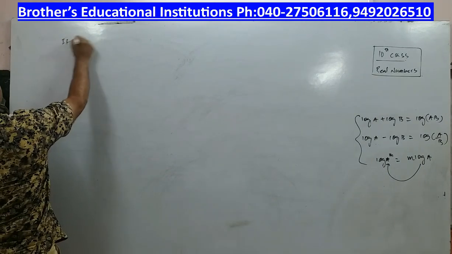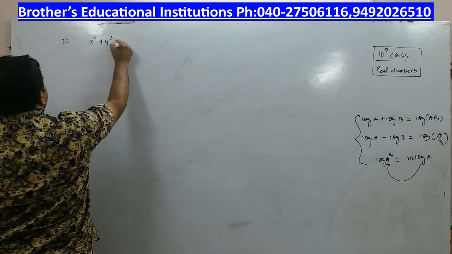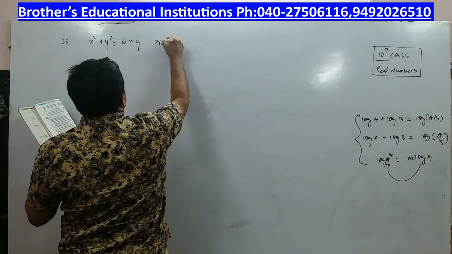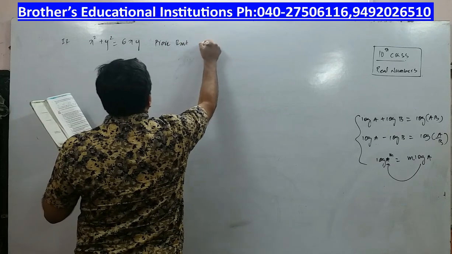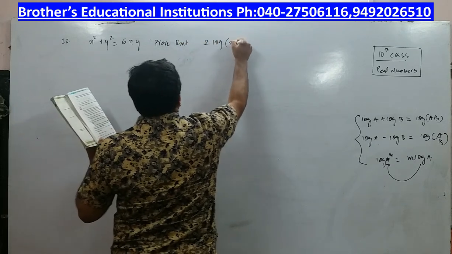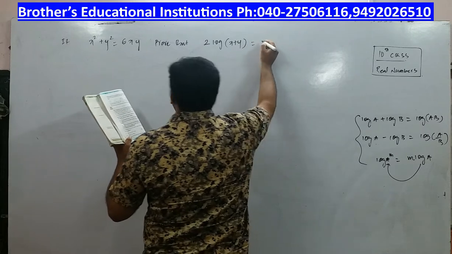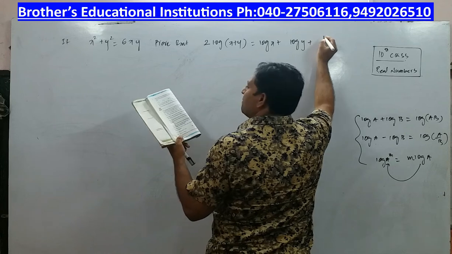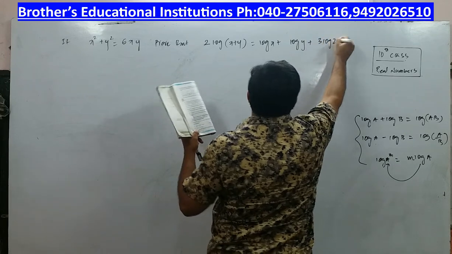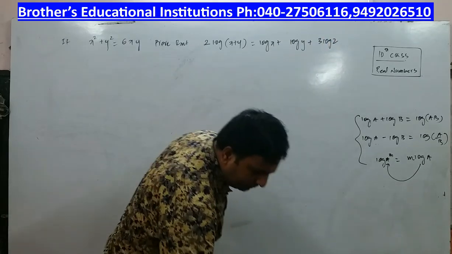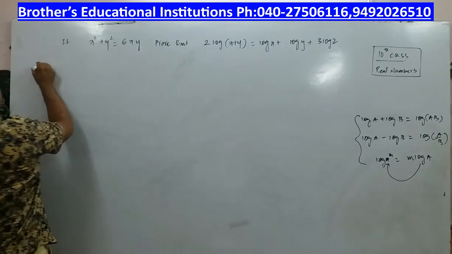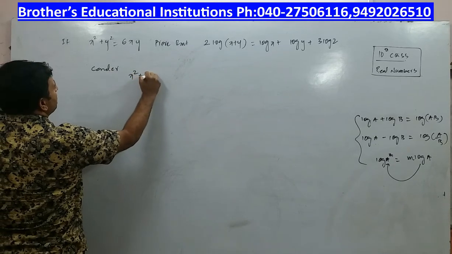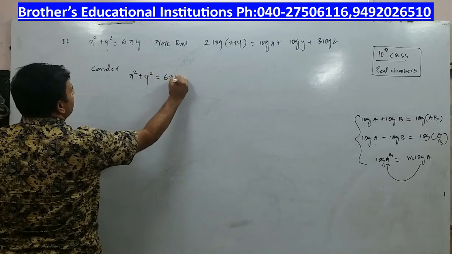If x square plus y square is equal to 6xy, prove that 2 into log of (x plus y) is equal to log x plus log y plus 3 log 2, right? How do you do this? Now, listen to me very carefully. I will consider x square plus y square is equal to 6xy.